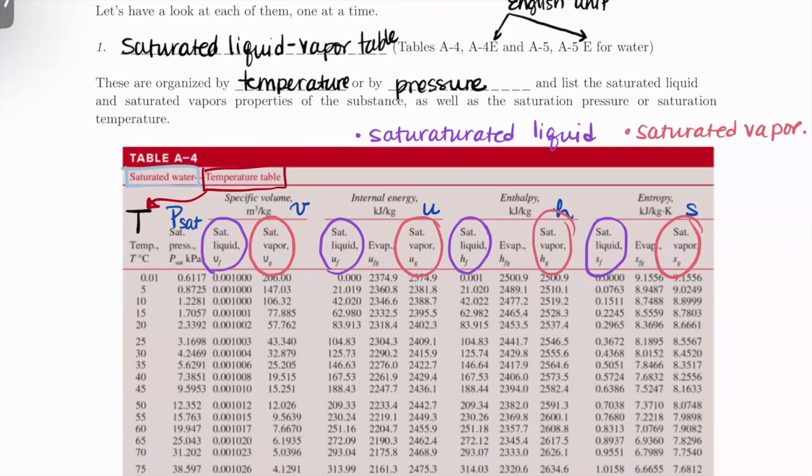Okay, and then for reference, we have that UFG is just equal to UG minus UF, and then that formula extends for all of the quantities. So HFG is HG minus HF, and SFG is SG minus SF. Okay?